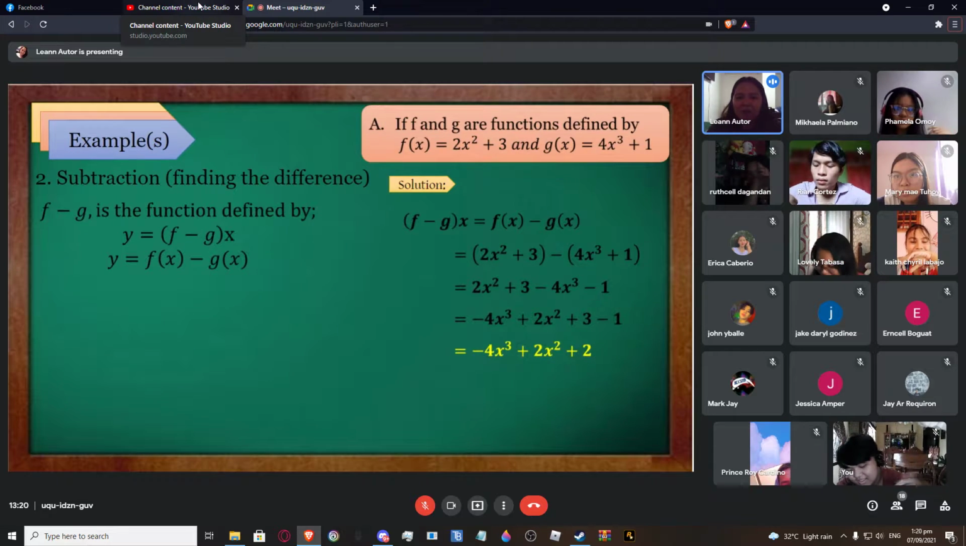Alright, sige. Before we're going to proceed, mag-solve rin ta. Alright, so, before we're going to proceed to the multiplication of function, mag-ask ako, who among you here is familiar or remembers the FOIL method?